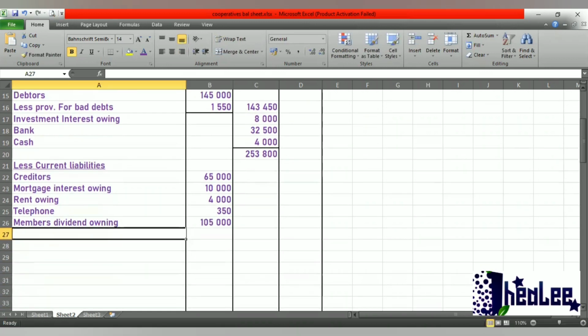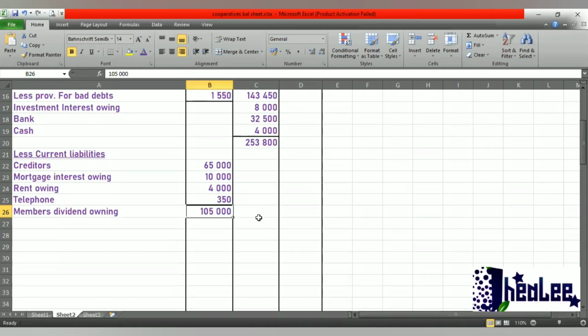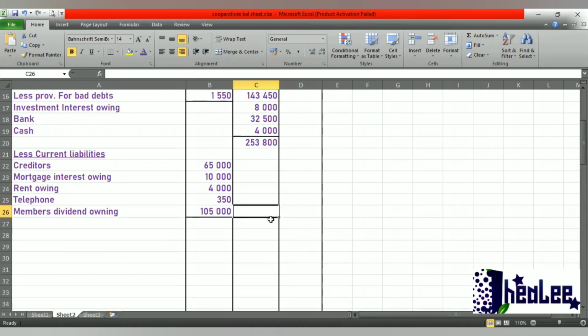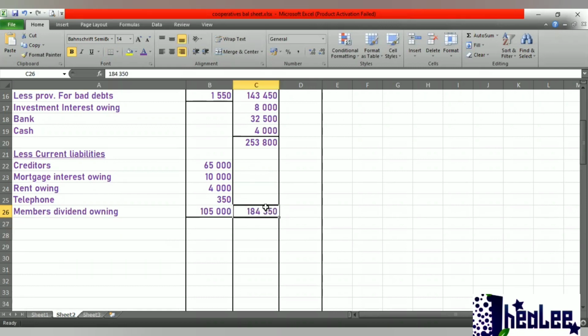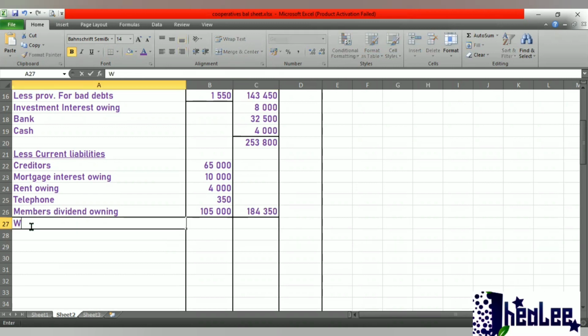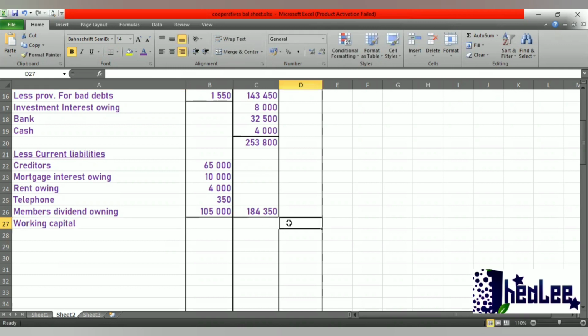Now, we're going to add up all our current liabilities, and that gives us a total of $184,350. Our next step is to subtract our total current liabilities from our current assets, and that would give us our working capital. And the working capital there is 69,500.